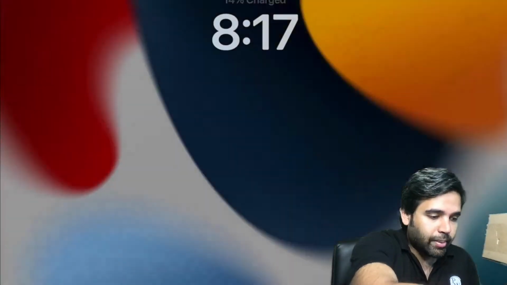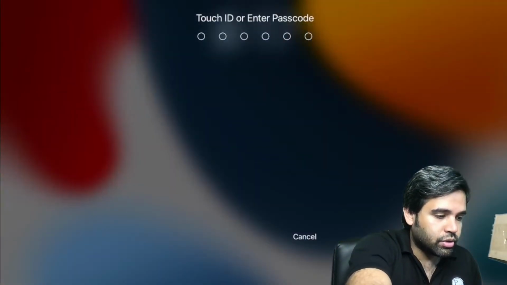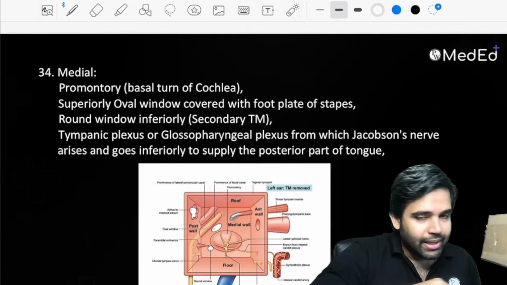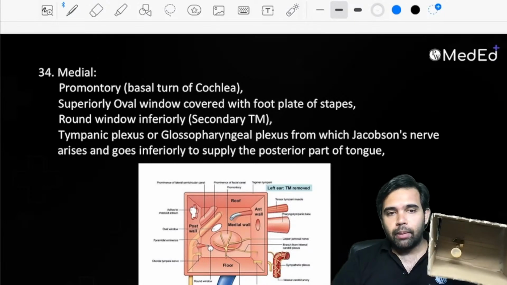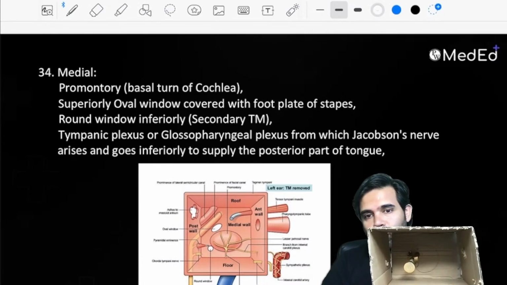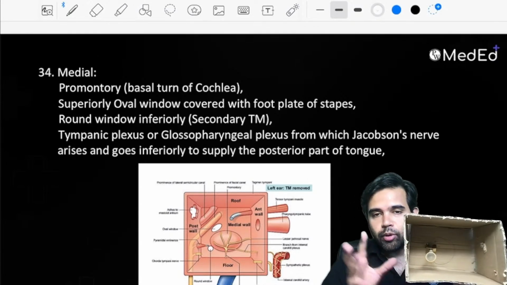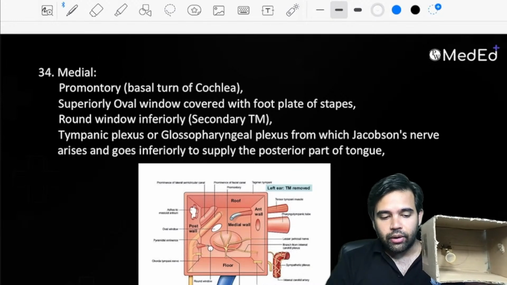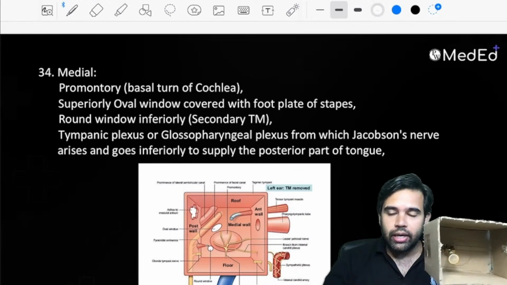Okay, so now coming to the most complex part, which is the medial wall. Now the medial wall has some important structures. One of them, as you can see, the circle that I've drawn over here, is the promontory. Promontory is the projection of the basal turn of the cochlea. This is where the basal turn of the cochlea is.